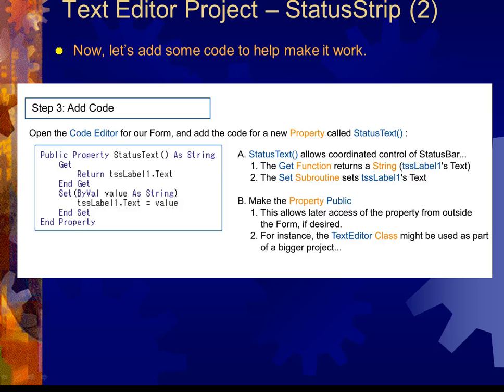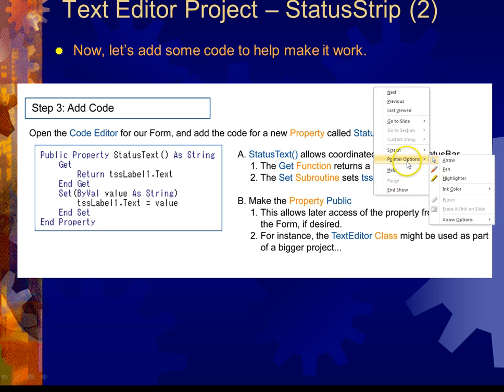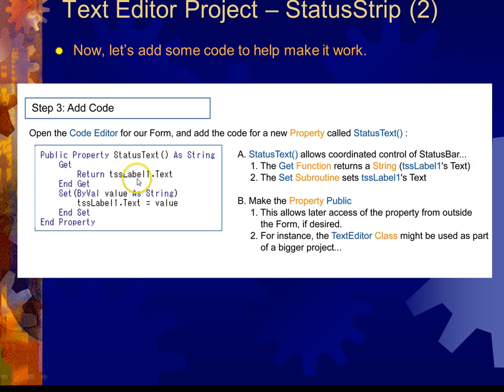Okay, now this is about, I think, about the fourth or fifth lecture where we've seen the use of a property. So just quickly to review, a property has a get and a set method. So what happens, where do we get the value for this status text from? Get, from here. What is this? This is the label that we had at the bottom of the screen.